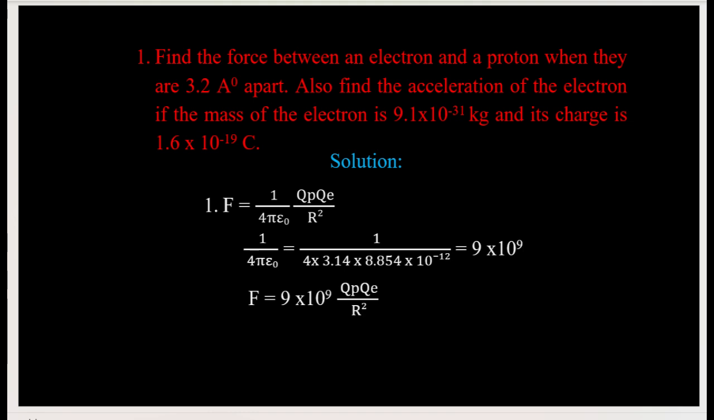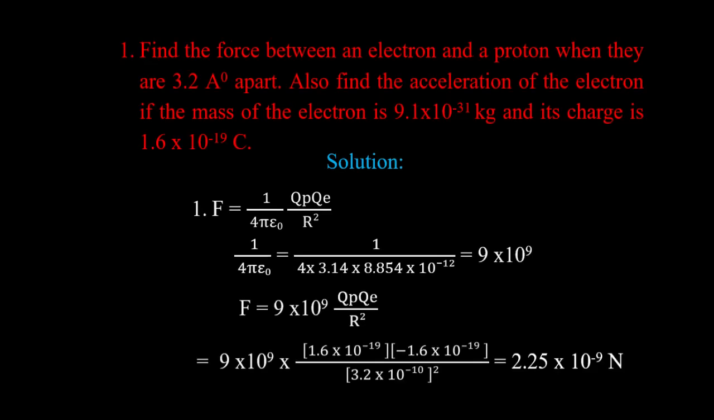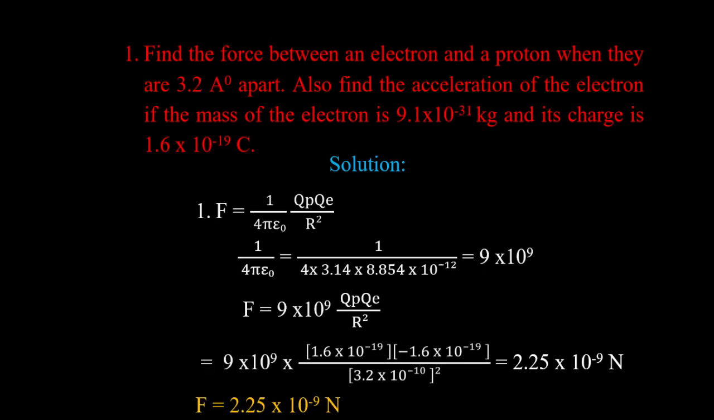When you substitute the values of qp and qe, we get 1.6 into 10 power minus 19 as qp and minus 1.6 into 10 power minus 19 as qe. When you substitute r is equal to 3.2 into 10 power minus 10, whole square, we get the final answer as 2.25 into 10 power minus 9 newtons. Since it's a force, the unit is newtons. So the final answer we get is 2.25 into 10 power minus 9 newtons.